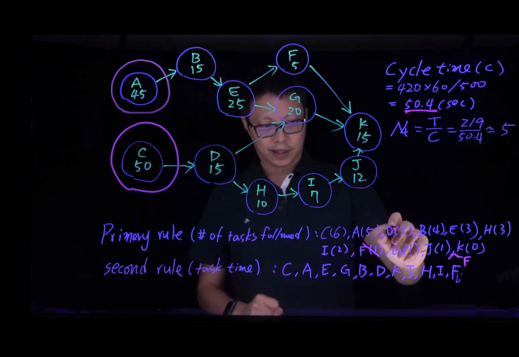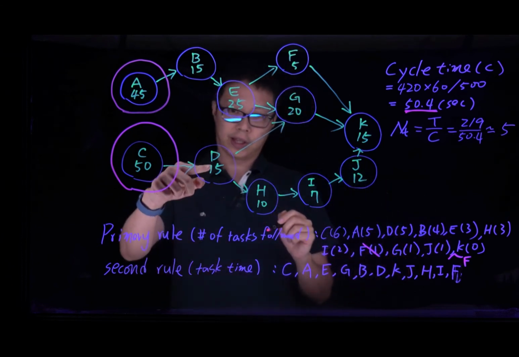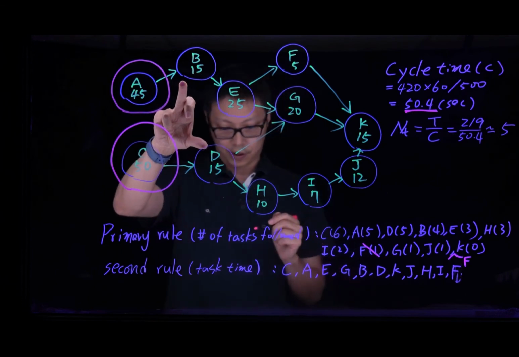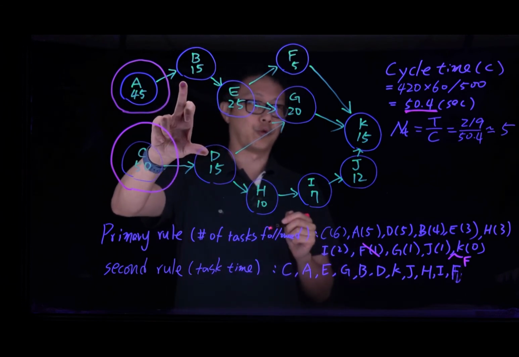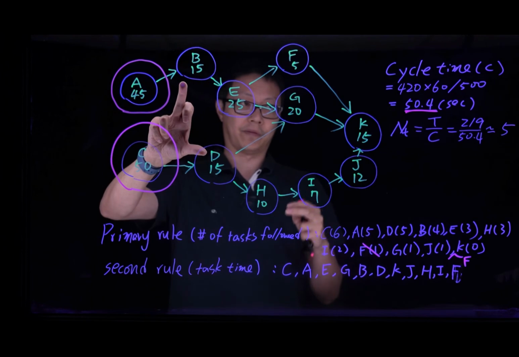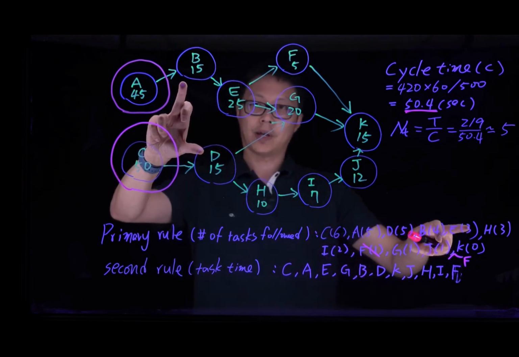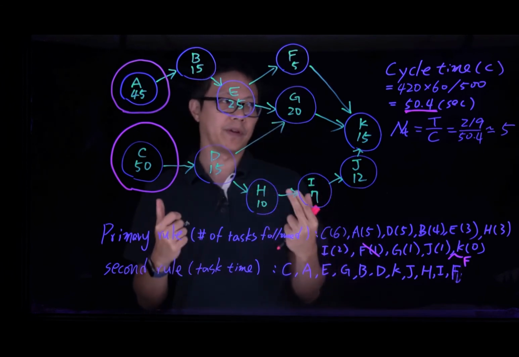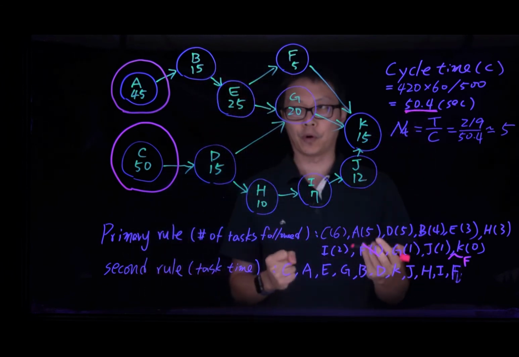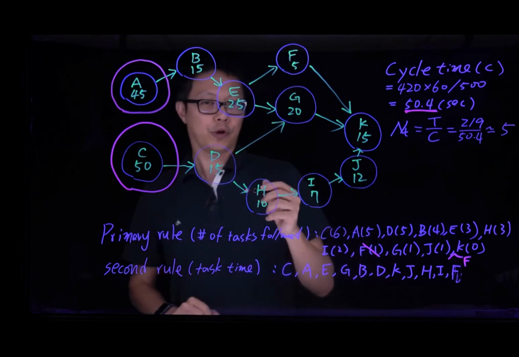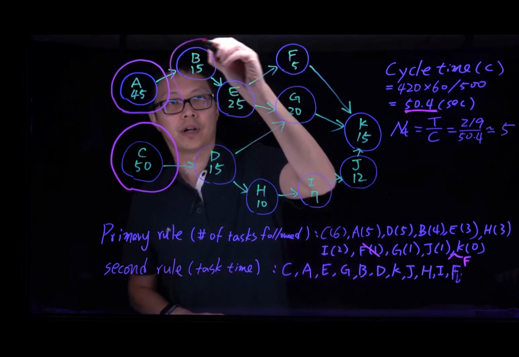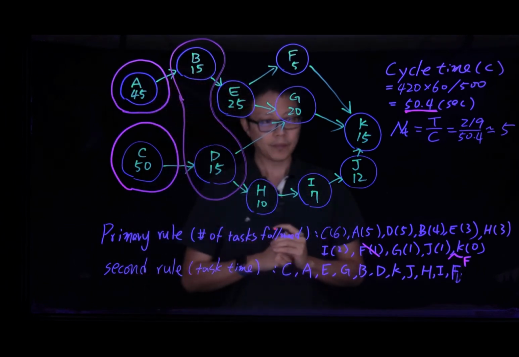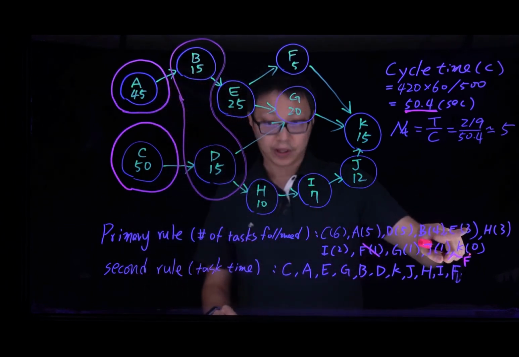Then the next one is D and B. We know D is 15 seconds. B is also 15 seconds. So that's good. The sum of these two will be 30, which is far below 50.4. The next one is E, but if we add 30 plus 25, that will be 55, which is higher than 50.4. So that's not allowed, which means the third worker can only work on B and D.